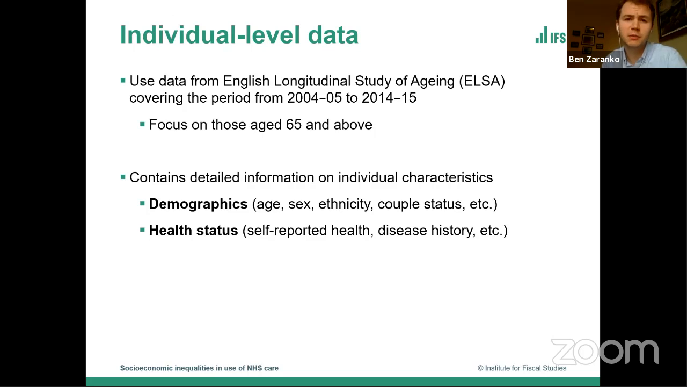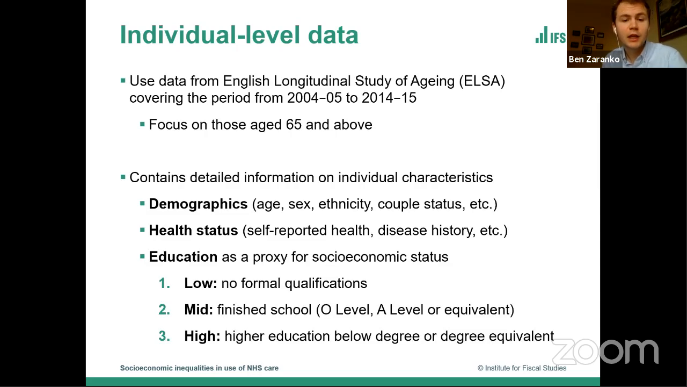And also lots of information about their numbers of difficulties with mobility or with activities of daily living, like getting dressed or washing themselves. So we have a really quite big, complete picture of how sick these people are and have a sense of their underlying need for healthcare, which we can control for in our analysis. And then we look across education groups, using education as a proxy for socioeconomic status.